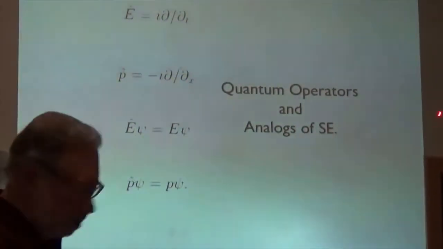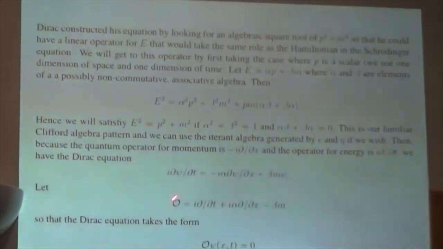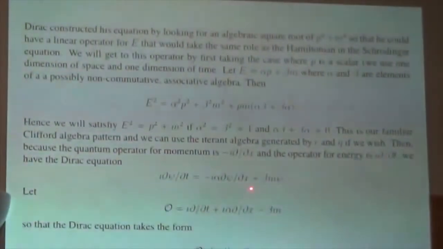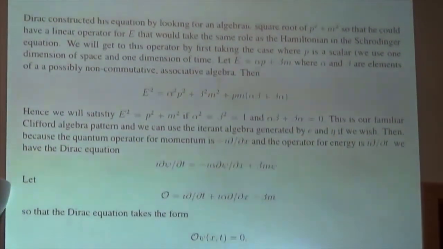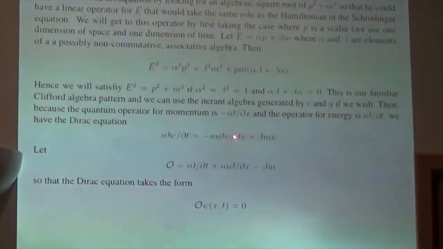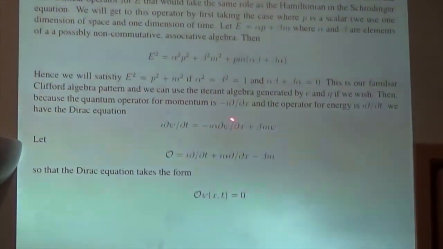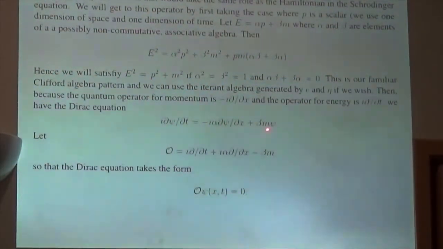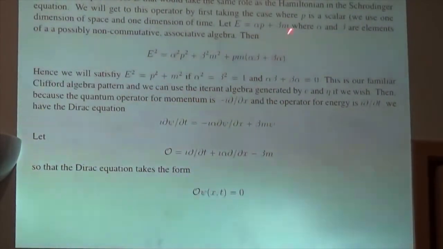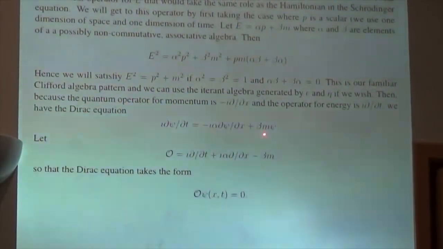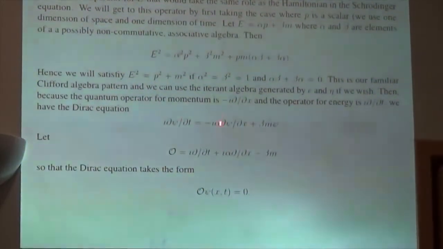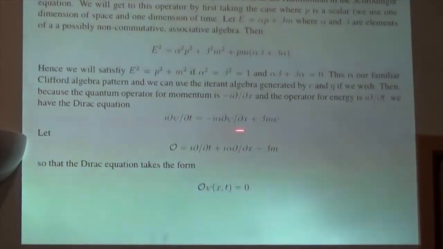And so then how do you build the equation? Well, you build it like this. Energy applied to psi is equal to the energy operator, which is alpha times p hat, alpha p hat is minus i d/dx, and plus beta m, you see? So there's a differential equation of Schrodinger type. Only now we have these Clifford algebra elements in it as well as i itself.